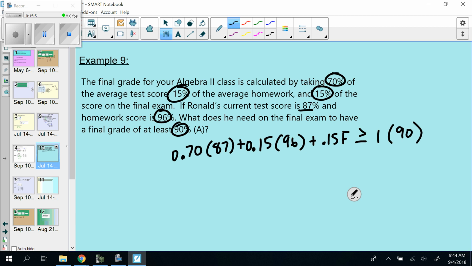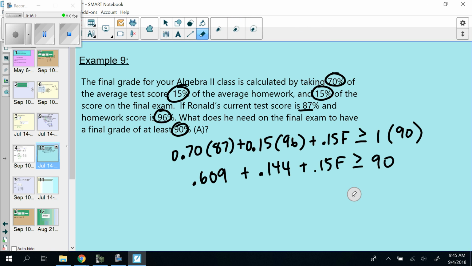All right, so now this is just another equation to solve out here. Why don't you pause the video and see if you can solve that out. All right, let's see how you did. Multiplying these, you get 0.609. Multiplying these ones, you get 0.144. We can't do anything with this one yet. Greater than 90.